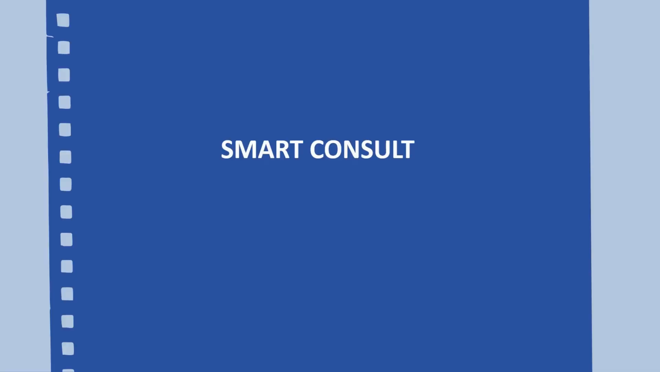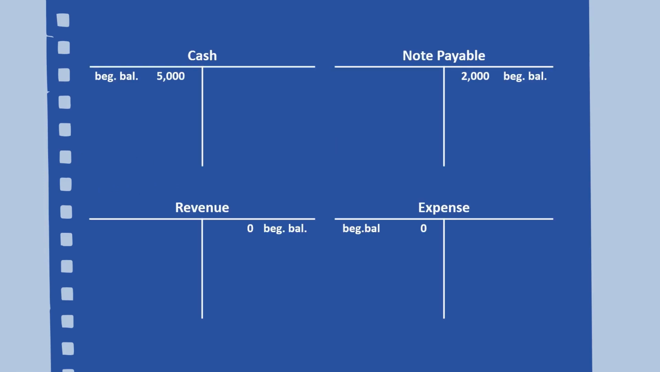Imagine this. We have the Smart Consult, a consulting firm. At the start of an accounting period, some of their accounts look like this. Cash begins at $5,000 and notes payable at $2,000. Revenue and expense are at 0 as they only record changes during the period.